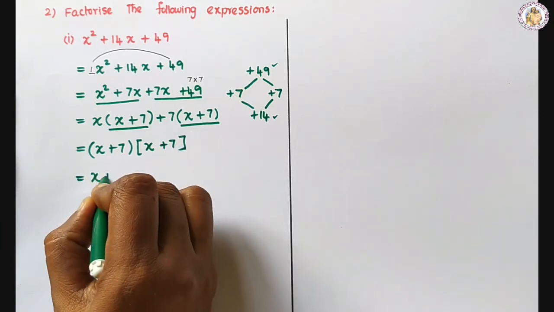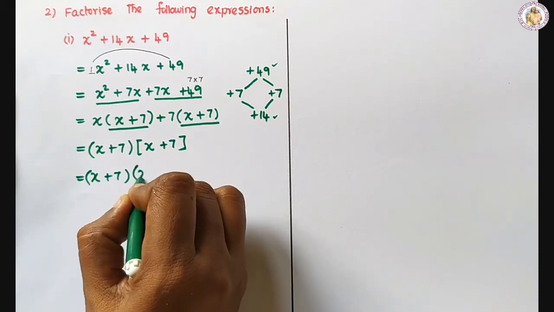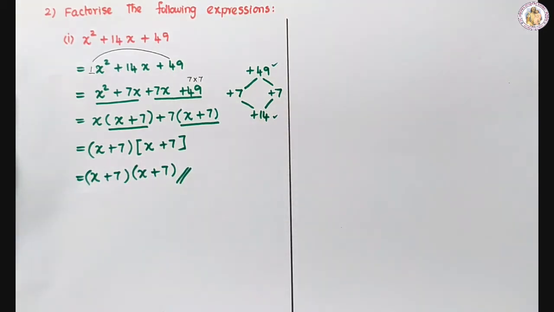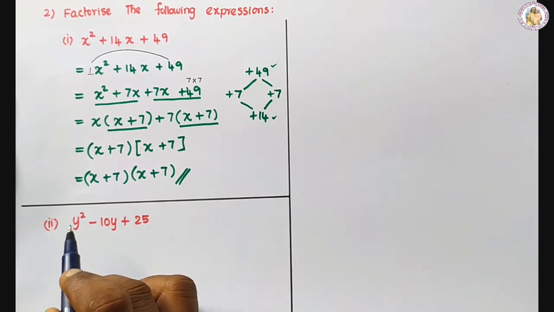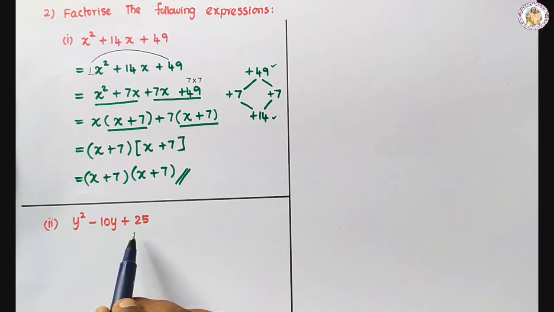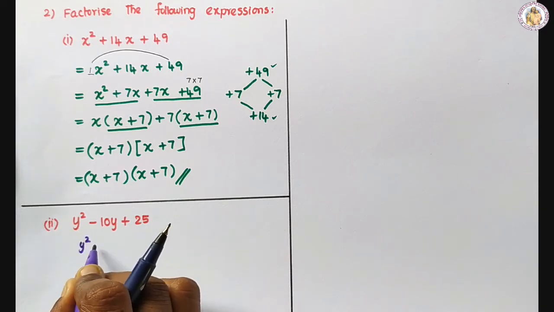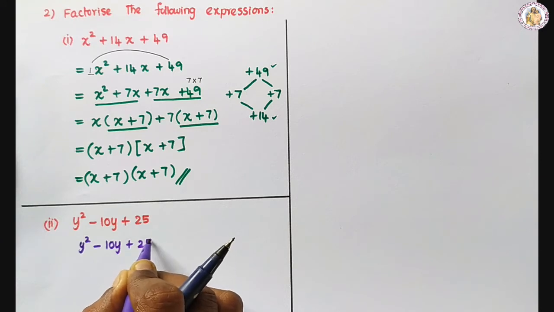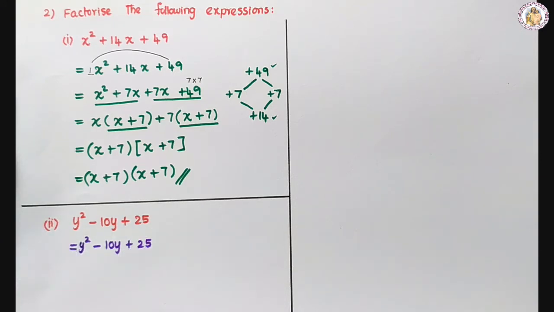So (x + 7)(x + 7) is the answer. Second subdivision: y squared minus 10y plus 25. What is the numerical coefficient here? 1.